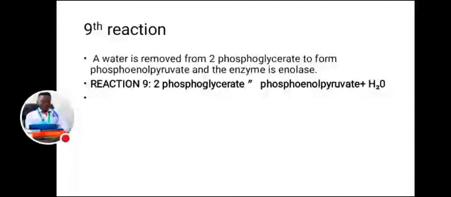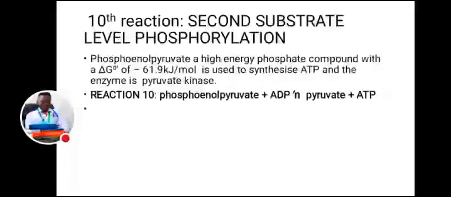phosphoglycerate to form phosphoenolpyruvate. So phosphoenolpyruvate is formed when water is removed, that is the dehydration reaction. Water is removed from 2 phosphoglycerate to form phosphoenolpyruvate, and the enzyme is enolase. Then in reaction number 9, we have 2 phosphoglycerate undergoing a reverse reaction, giving us phosphoenolpyruvate plus water, and then the enzyme is enolase.